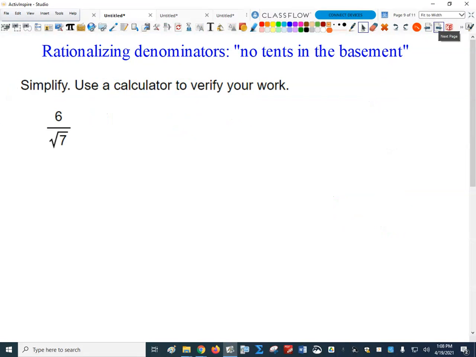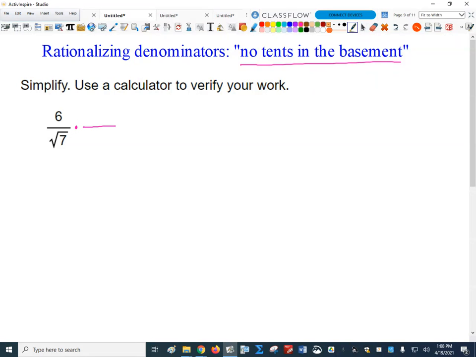Okay, but what happens if we have something like this where the square root doesn't go away on the bottom? Okay, there's a rule here. We can't leave square roots in the bottom. We have to rationalize the denominator. A way to remember that is no tenths in the basement, right? So we've got to get rid of this square root on the bottom. Think about this. How could I undo a square root on the bottom?